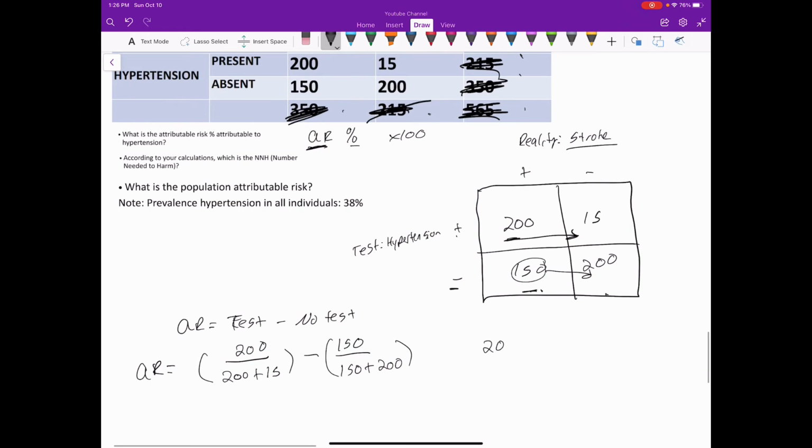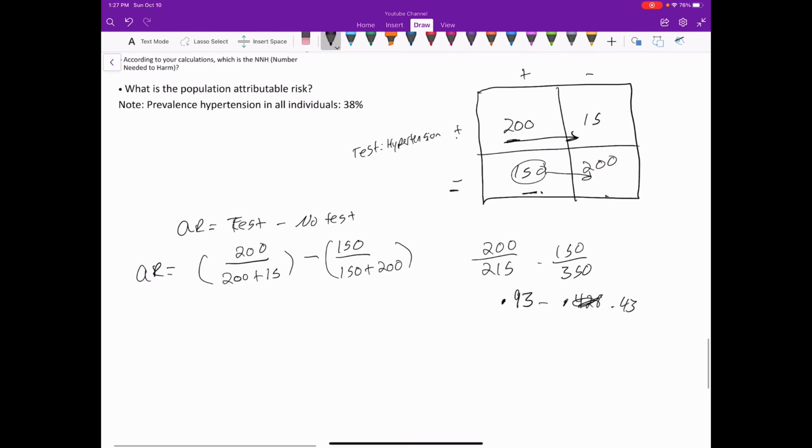But let's do it. So you do 200 over 215 minus 150 over 350. I cannot do this math in my head, so we're just going to do 200 over 215. I'm not doing it all at once because sometimes the numbers get juggled up in the calculator, and I don't want to make an error. So 0.93, and then 150 over 350 gives 0.428, so 0.43 basically. We could round here, it's not too important. If you subtract them, AR equals 0.93 minus 0.43, which equals 0.5. So we know that's what the AR is.